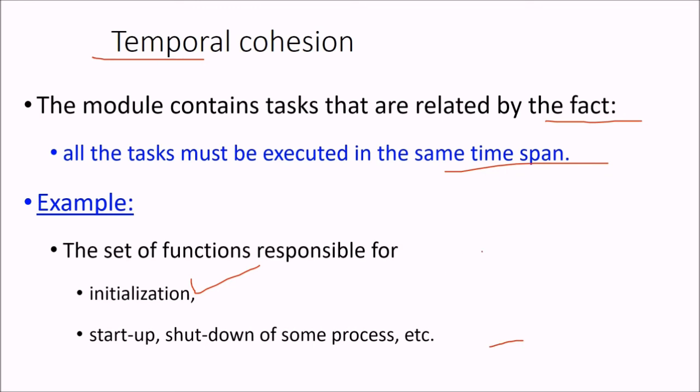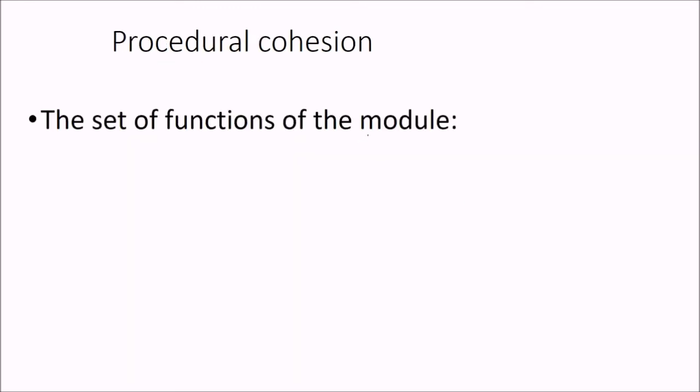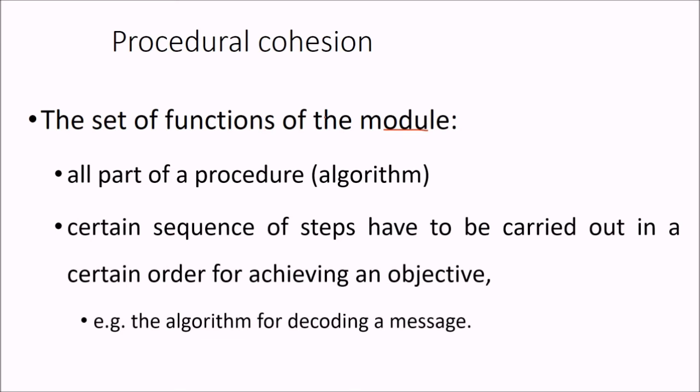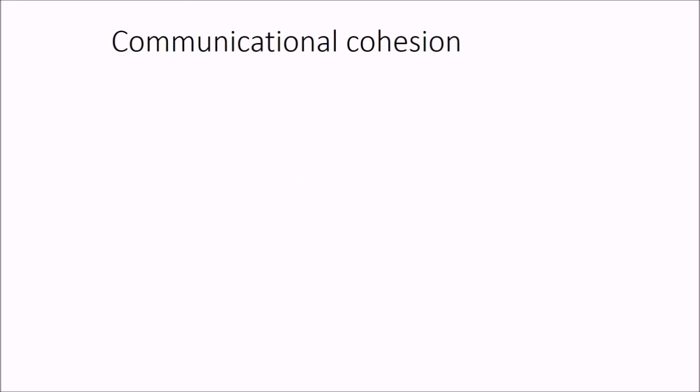Then procedural cohesion: a set of functions of the module, all part of a procedure, that is an algorithm. Certain sequences of steps have to be carried out in a certain order to achieve an objective. For example, the algorithm for decoding a message. This comes under procedural cohesion. They are procedurally cohesive.